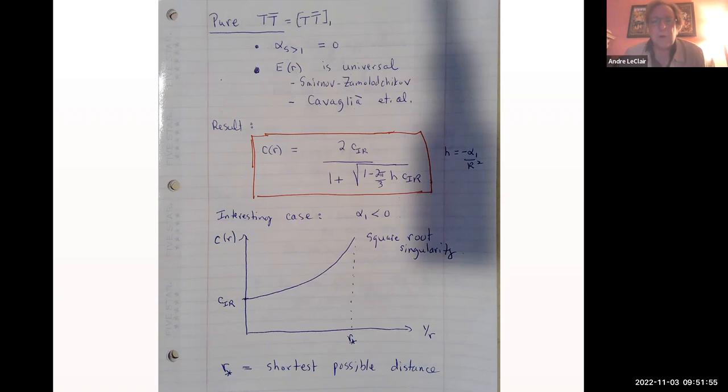it's not often written in this way, but this is the kind of way that popped out when I was working on it. So it involves whatever the infrared central charge is, okay? Then it involves the coupling for the TTbar, which we're calling alpha one, right? And TTbar is a dimension four operator, so the ratio of alpha one to R squared is dimensionless. And you have this very simple form. 2C_R divided by 1 plus the square root.